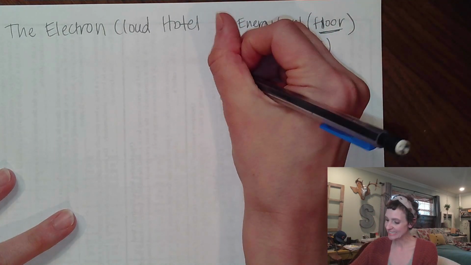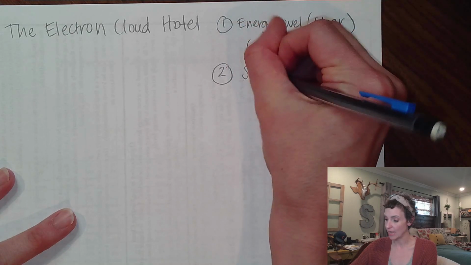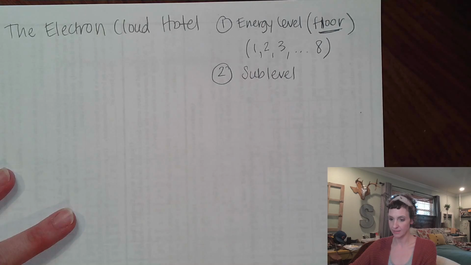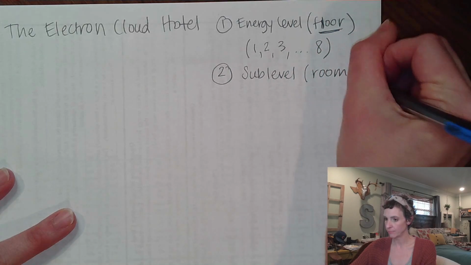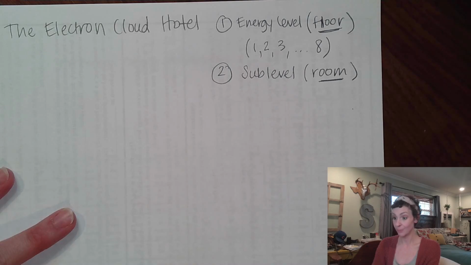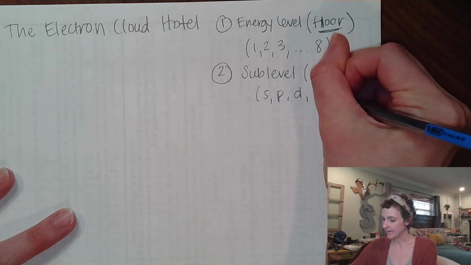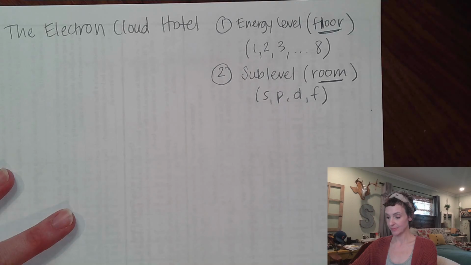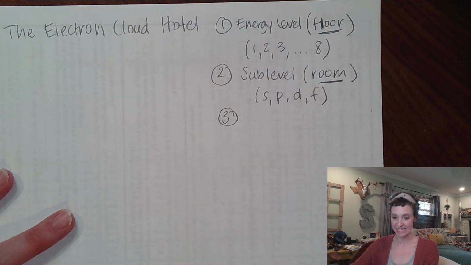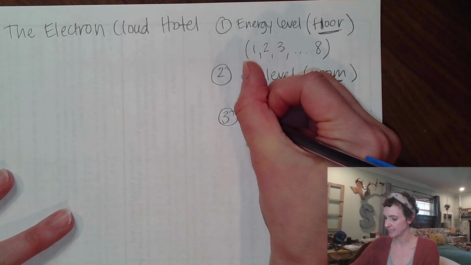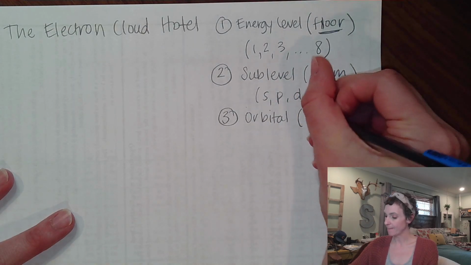Okay. Now our second quantum number, after I've identified the energy level, I zone in on what sub-level that electron is in. And the sub-level is the room on that floor. And once again, there are different types of rooms. We have S, P, D, and F rooms. And then once I've identified the sub-level, my third quantum number tells us to find the orbital within that sub-level. So orbital. And the orbital is the bed.